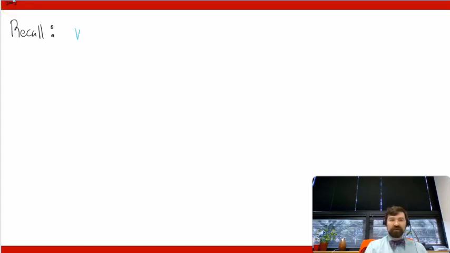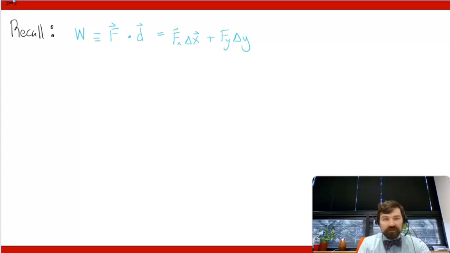Everything kind of points back to this definition for work, that work is force dotted with displacement, or in other words is the x component of force times the x displacement plus the y component of force times the y displacement. Whoops. Actually, it is a scalar, so these vector terms can go away.